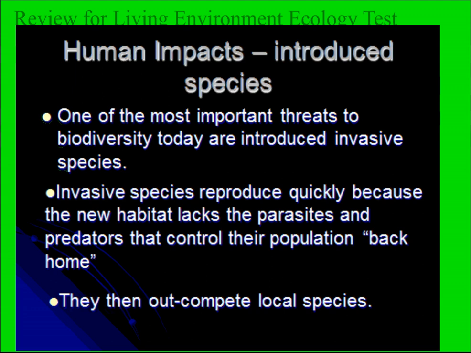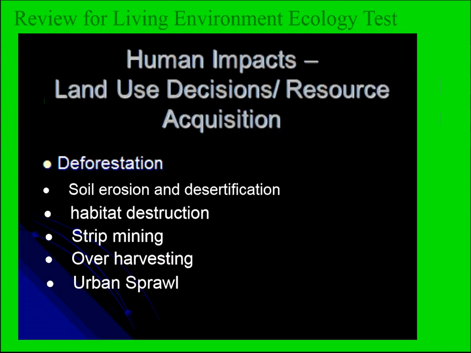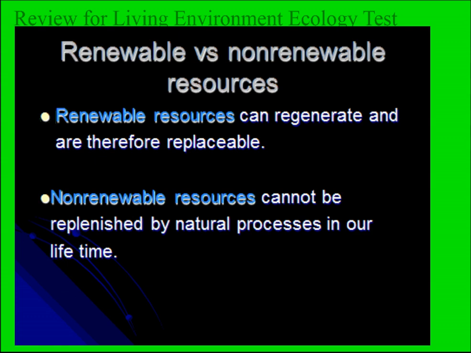Land use decisions, resource acquisition, things like soil erosion and desertification, deforestation, habitat destruction, strip mining, overharvesting, urban sprawl. These can all have severe impacts on ecosystems. You need to know the difference between renewable and non-renewable resources. Could you tell which of these are renewable?